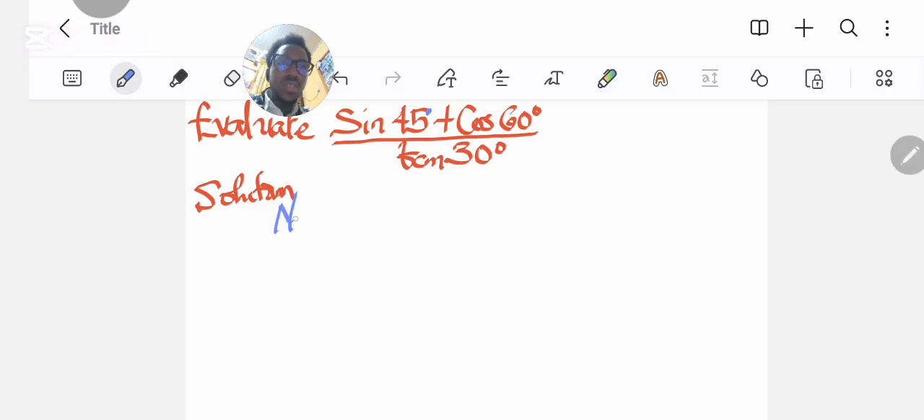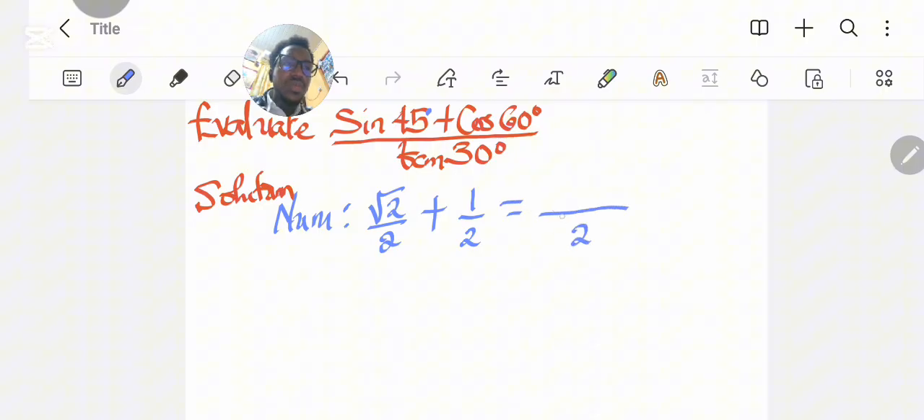Let's deal with the numerator first. The numerator is sine 45 degrees, which is root 2 over 2, plus cos 60 degrees, which is 1 over 2. The LCM is 2. That will give us root 2 plus 1. Then we go to the denominator. The denominator is tan 30 degrees, and tan 30 degrees is root 3 all over 3.